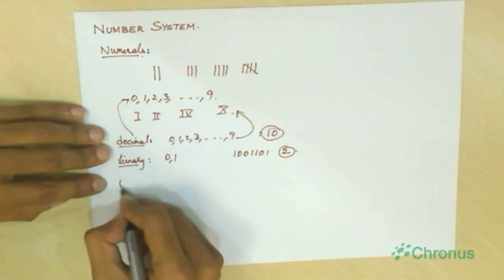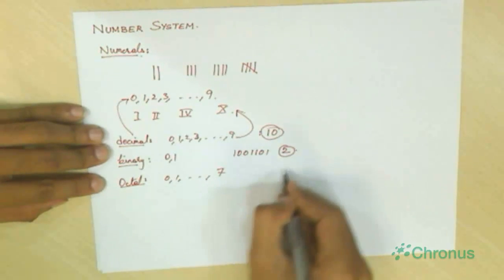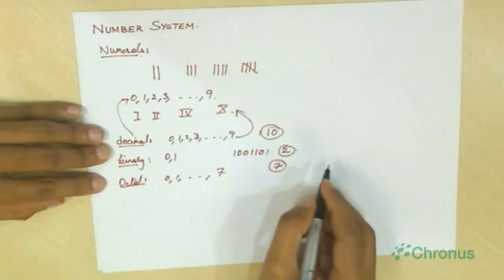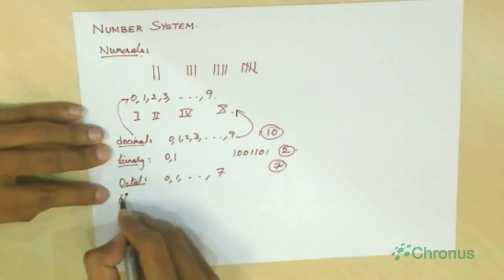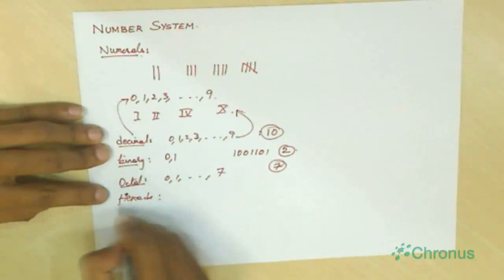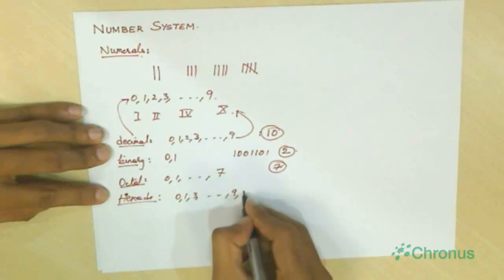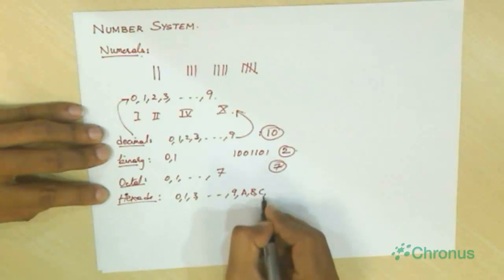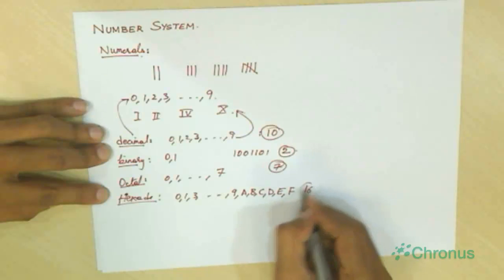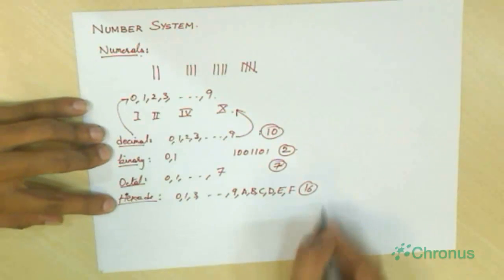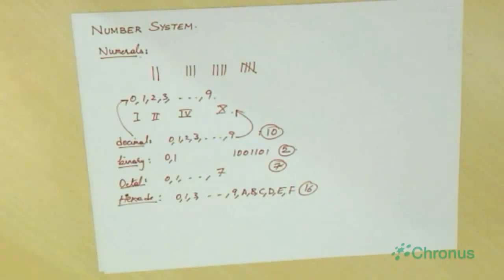We also have the octal number system, which has 8 symbols, 0, 1 till 7, base 8. And we also have the hexadecimal system, which has 16 symbols, 0, 1, 2, 3 till 9. These are 10, plus A, B, C, D, E and F. Here we have 16 symbols. So this is a number of base 16. Here is a number of base 8, base 2, base 10.